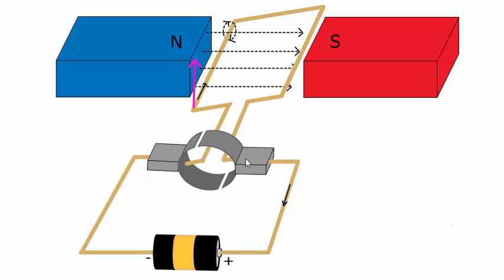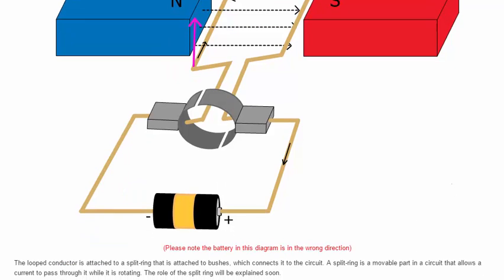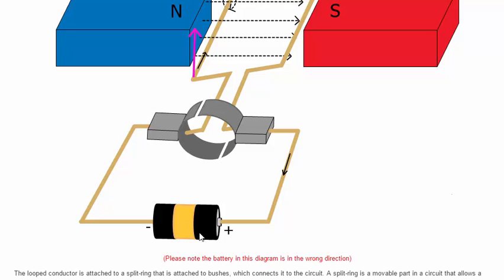So notice that these are the two slip rings, and I just noted here at the bottom of the picture that the current is in the wrong direction. Electron flow goes from negative towards positive. Current goes from positive towards negative. So let's follow the current.